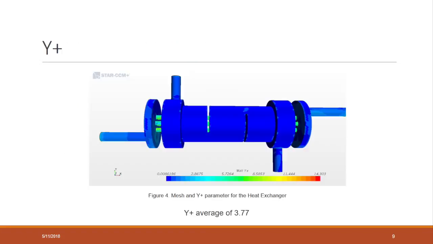The values of the Y plus parameter in our simulation are between 0 and 14.5 with an average of 3.77. With the higher values for the tubes, that indicates that the mesh is adequate. It is necessary to consider that it was impossible to generate prismatic layers inside the tubes, so the interfaces were not well defined and therefore the flow inside the tubes did not have a realistic behavior.